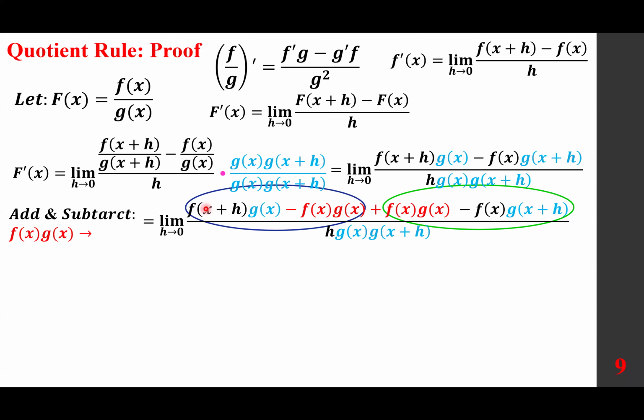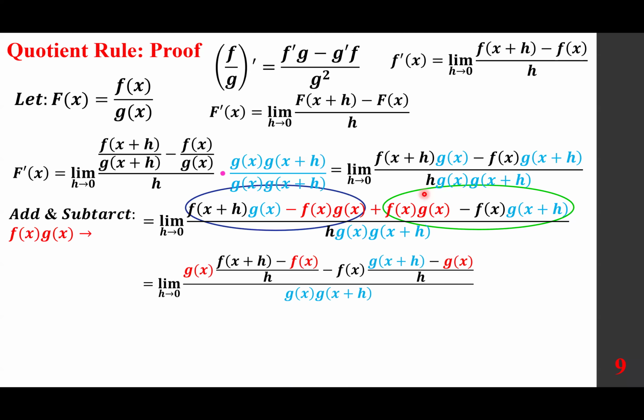But I notice these two, they have a common factor of g of x. So I say g of x times what is left, f of x plus h minus f of x over h. I notice these two have f of x in common, and I'm going to put minus, not plus, because I want to take the negative f of x out. So I put minus f of x times this piece comes first, g of x plus h, minus g of x over h. So I hope you see that this is identical to this one. Again, this is a complex fraction. We are manipulating it.